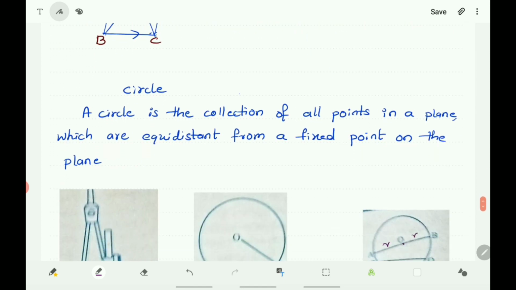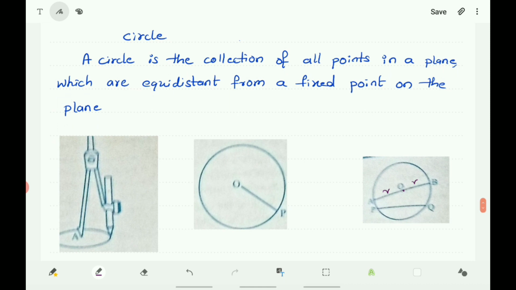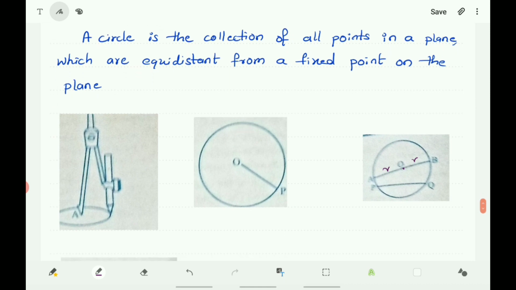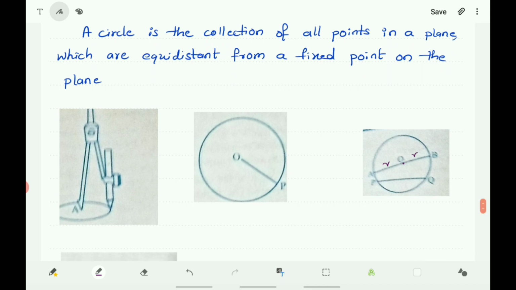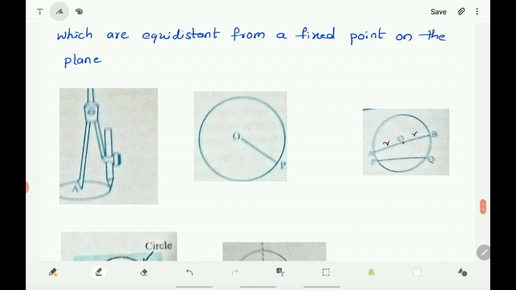Next, let us discuss the circle. You know what a circle is? A circle is the collection of all points in a plane which are equidistant from a fixed point in the plane. You know the method of drawing the circle. While drawing the circle, you are taking a fixed point and a fixed distance. The fixed point is called the center of the circle. The fixed distance is called the radius of the circle. And here O is the center and OP is the radius. The symbol of radius is R.